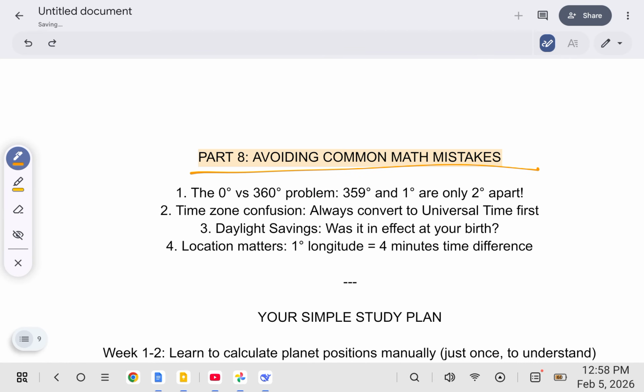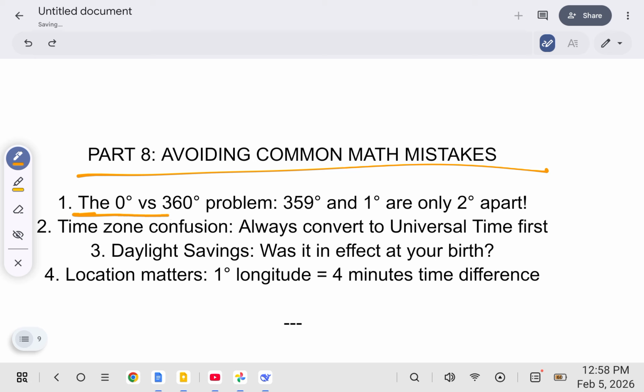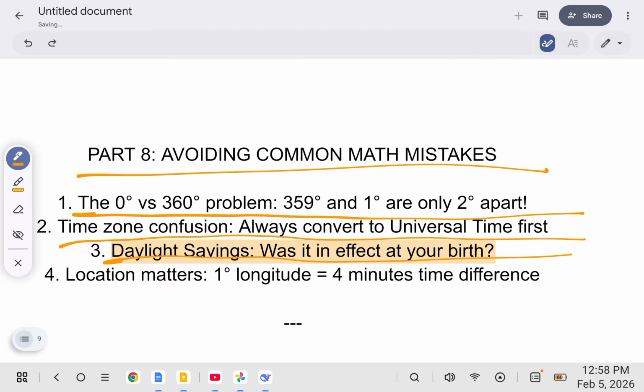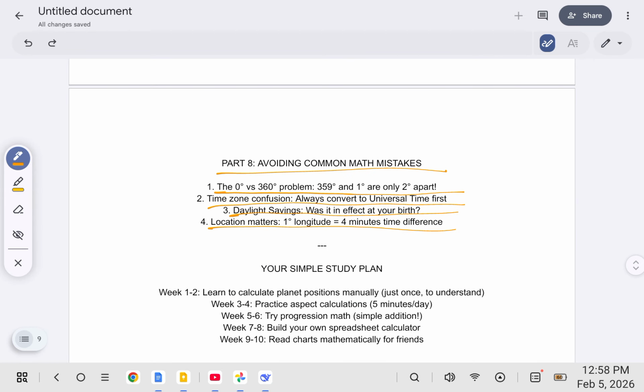Avoiding common math mistakes. So the 0 degrees versus 360 degrees problem, 359 degrees and 1 degree are only 2 degrees apart. Time zone confusion. Always convert to universal time first. Daylight savings, was it in effect at your birth? Location matters. 1 degree longitude equals 4 minutes time difference.